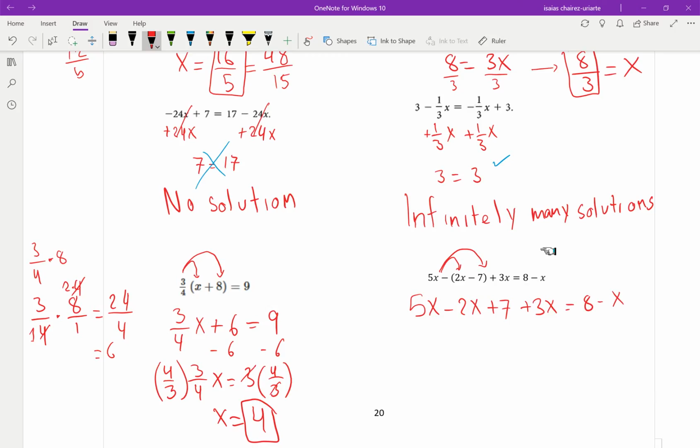Next thing I'm going to do is collect like terms. So on the left hand side of the equation I have 5x minus 2x plus 3x. Okay, so 5x minus 2x is 3x, plus another 3x is 6x. Okay, I am going to add x to both sides. So that says then 7x, and I'm going to subtract 7 from both sides. 8 minus 7 is 1. And so then I can conclude that x is equal to 1/7.